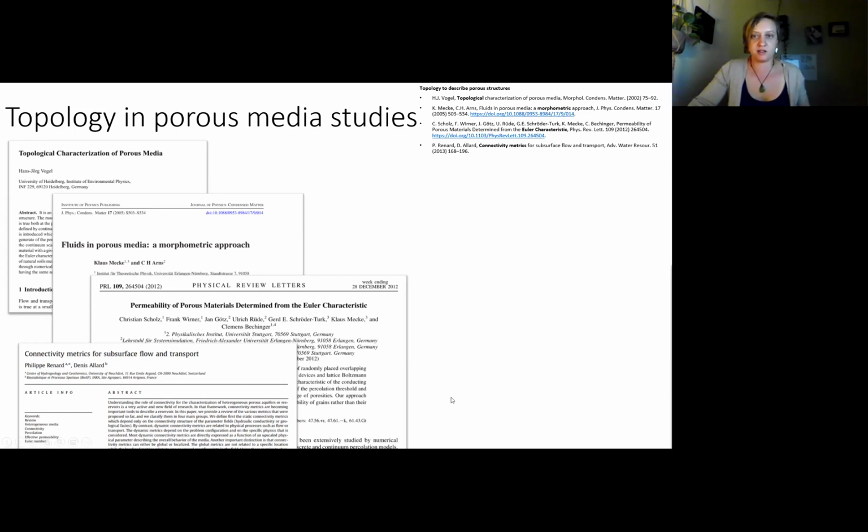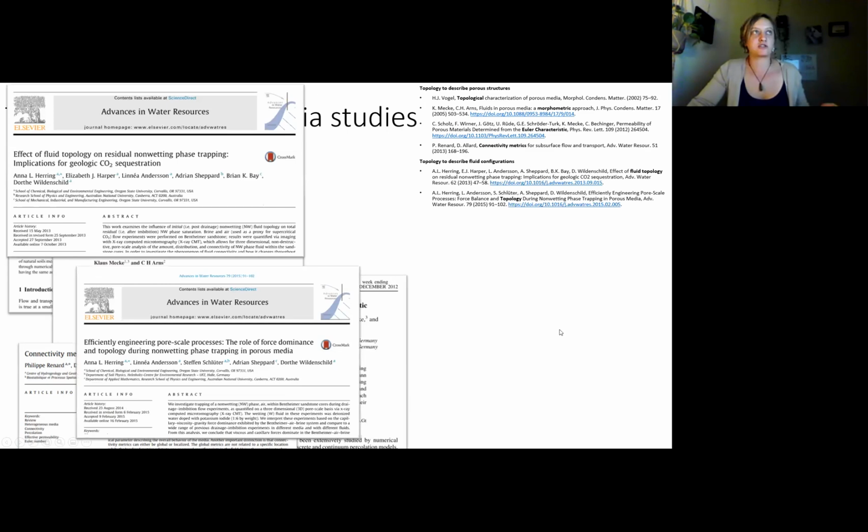So here I have some papers ranging from the early 2000s to more recent ones, where researchers have used topology and metrics like the Euler characteristic and Minkowski functionals to describe porous structures and pore space configurations. Then in 2013, I was part of one of the first groups that used topology to describe fluid structure, so not just the porous medium, but also the fluid distribution inside the porous medium. And in those cases, we were looking at how that would relate to capillary trapping.